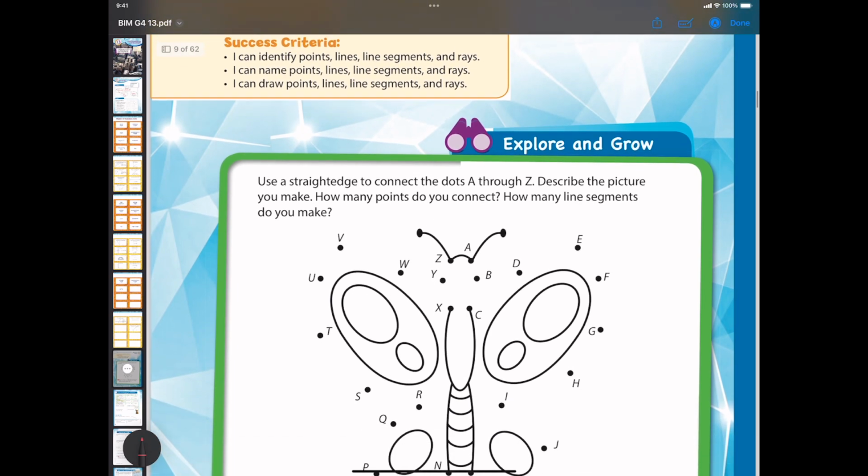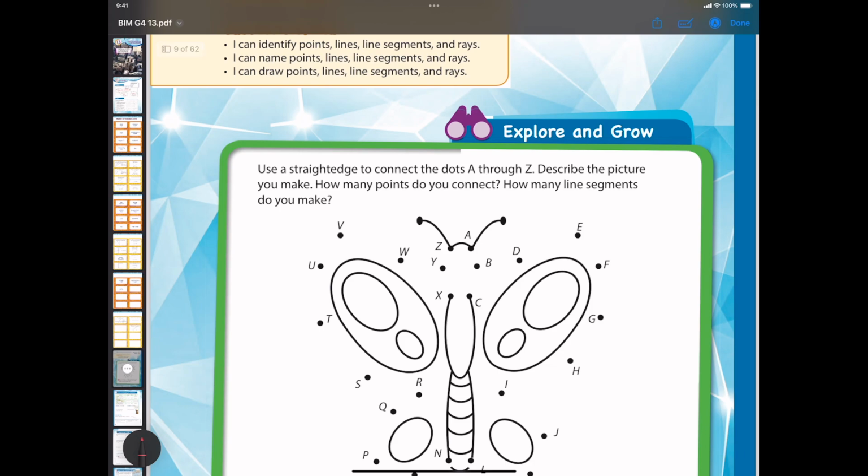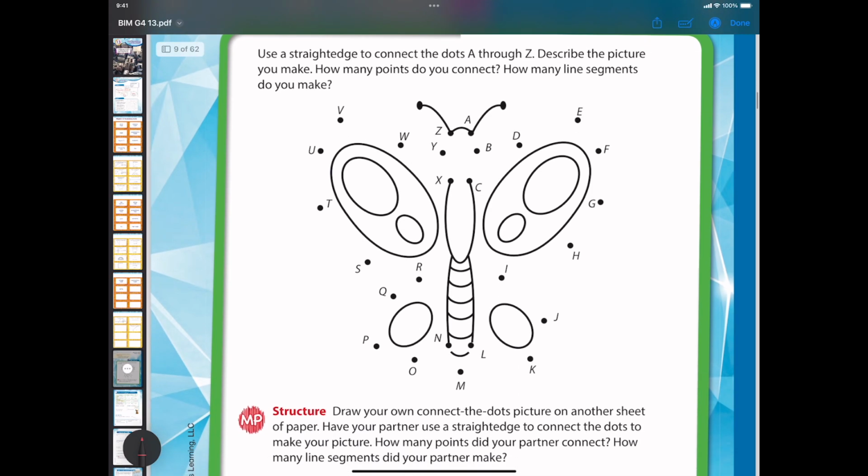Now use a straight edge to connect the dots A through Z. Describe the picture you make. How many points do you connect? How many line segments do you make? All right, let's go. So we are going to start from A, okay? And then we need to go through Z, okay?